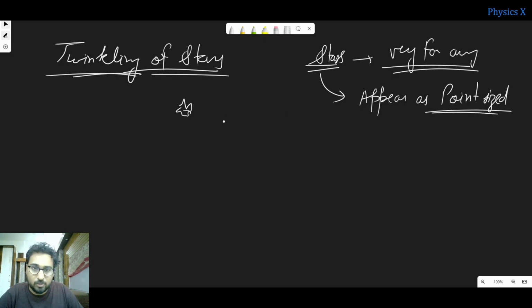So this is a star, suppose this is a point, then the observer will be so many kilometers and kilometers and kilometers away from this star. And what happens?